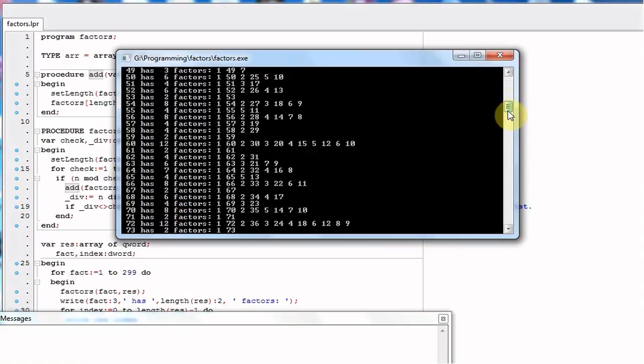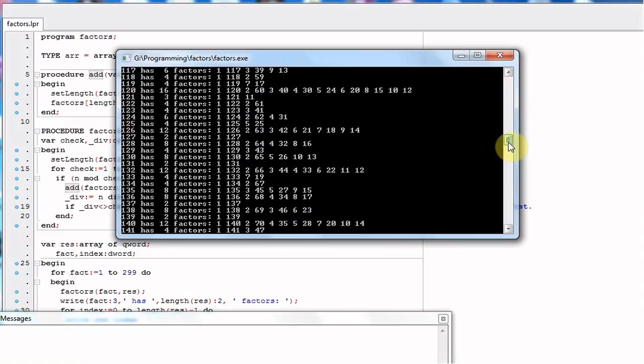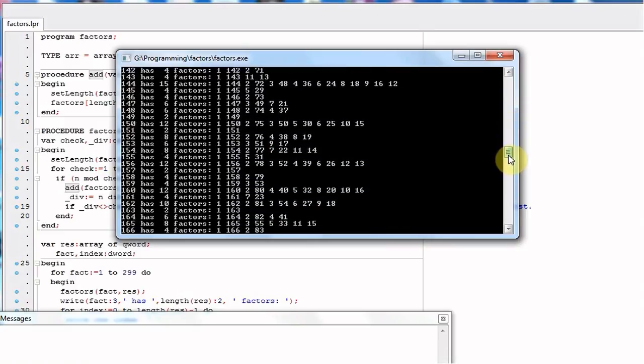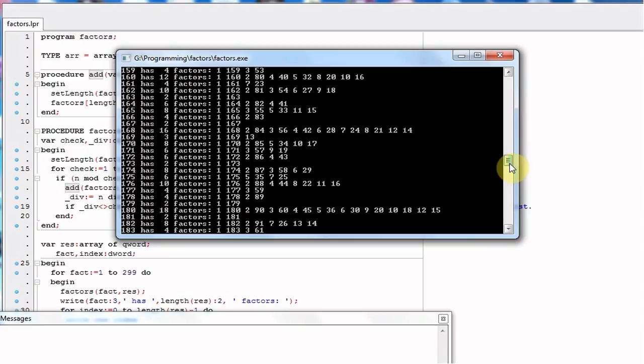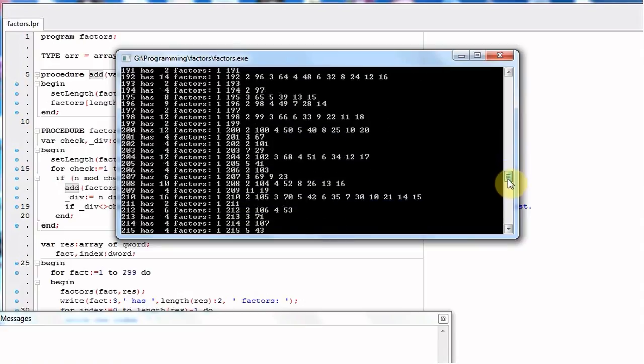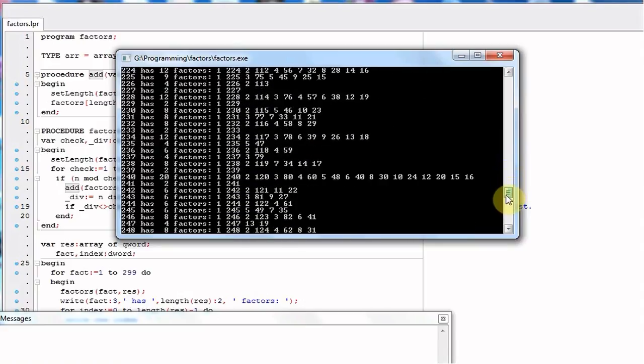I believe, let's go down, that the biggest number of factors found is 20 in the range from 1 to 299. 240 has 20 factors, which makes it the highly composite number in this range.